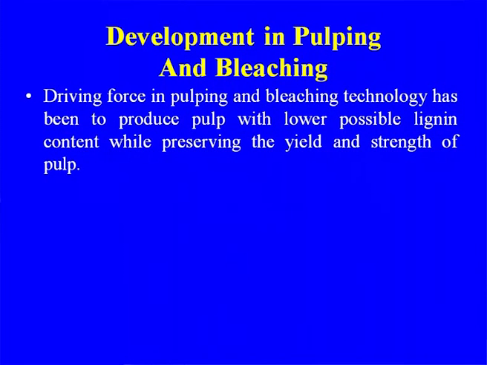Now for bleaching, these are some of the developments. Already we have discussed the major development in bleaching, because now we are talking about chlorine free bleaching or totally chlorine free bleaching. The driving force in pulping and bleaching technology has been to produce pulp and paper with the lowest possible lignin content while preserving the yield and the strength at the same time. Because during chemical pulping especially, and bleaching, there is a lot of deterioration in the strength of the pulp. So, how to preserve the yield, because higher yield is always desirable.